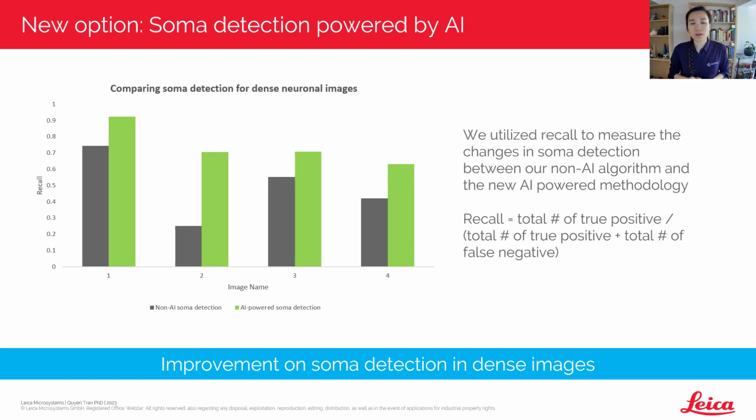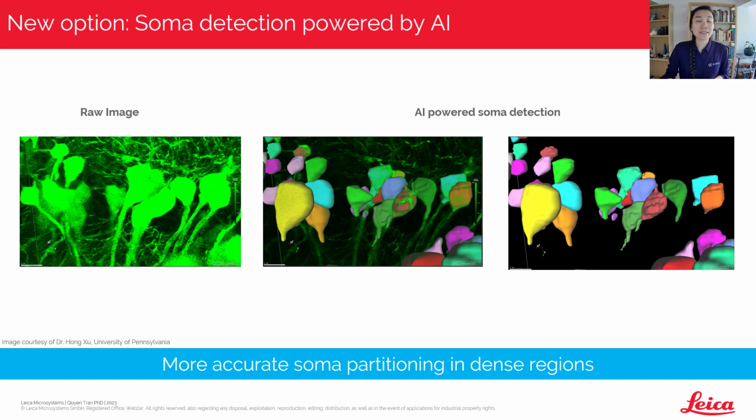We compared these two methods across multiple images and quantified this improvement by examining the recall score. Recall is the total number of true positives divided by the total number of true positives plus the total number of true negatives to get us an estimate of the improvement. In the 4 images I've shown here and additional images that we've tested on, we saw improvements in the recall value when AI was used to detect the somas. Additionally, this AI method also allowed us to partition the soma better, especially in areas where there are soma clusters, as illustrated by this particular image.